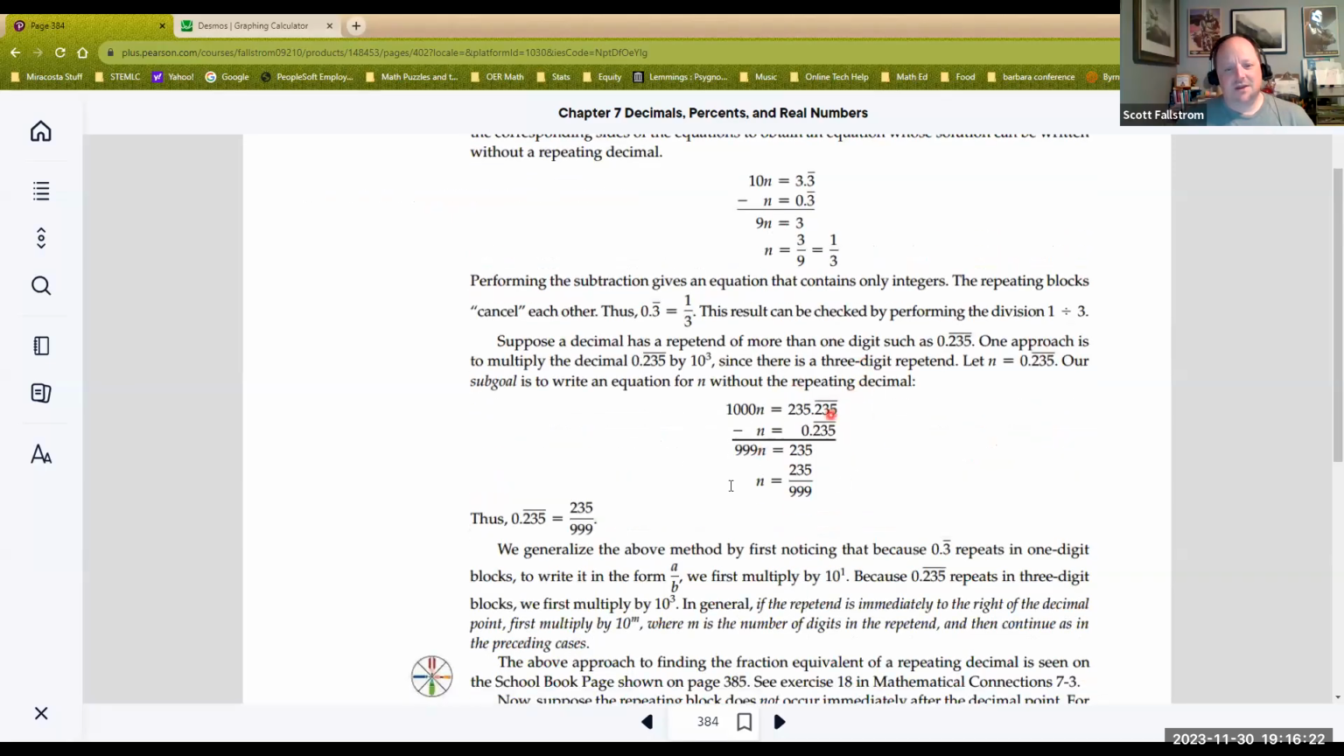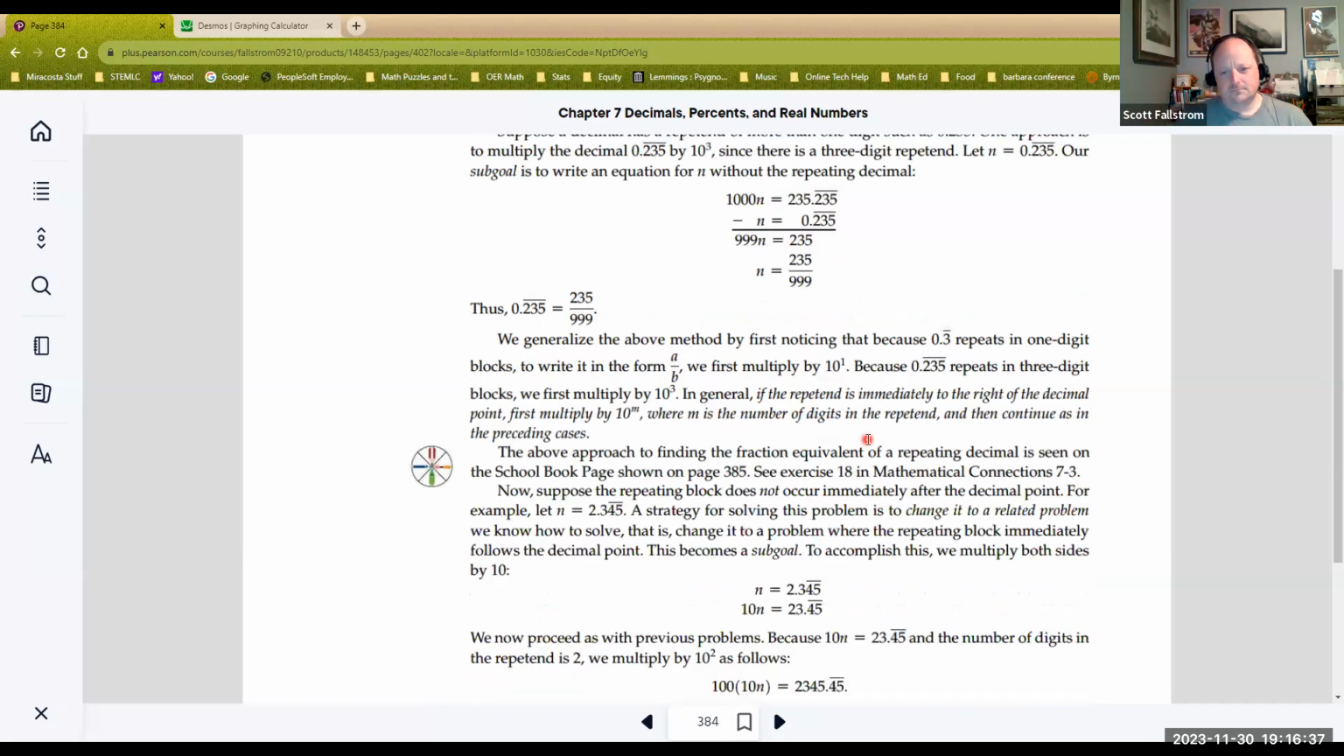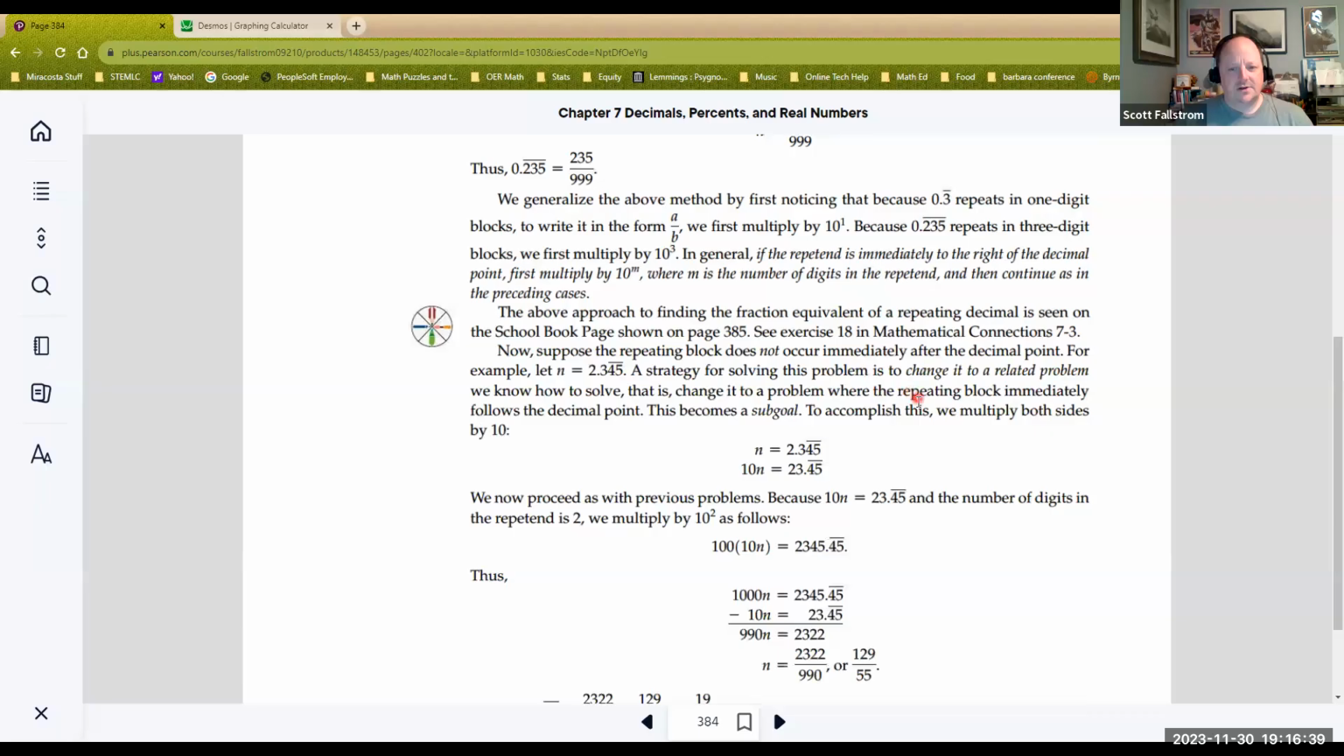They do the same thing when you have 3-digit repetends. So you multiply by 1,000, which again would be 3 values of 10. And the reason you line that up is so that when you subtract, all of the repeating decimals are going to subtract away. Okay.